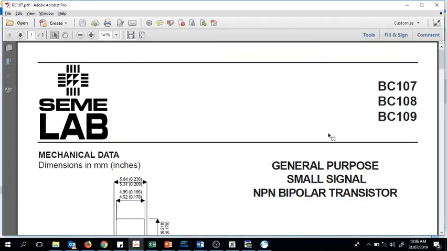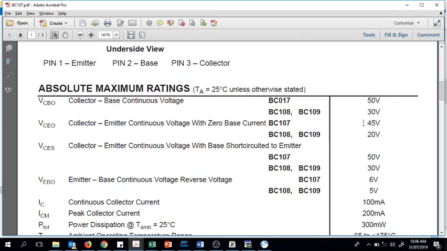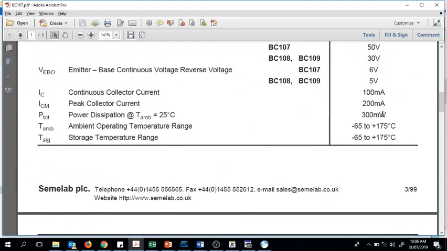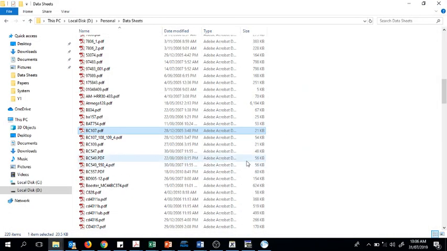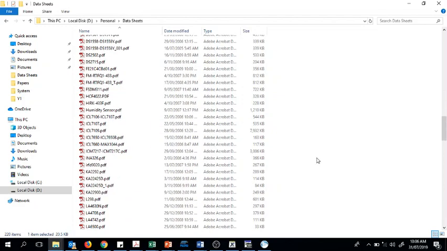Here is another data sheet of BC 107, 108. So all these values are consistent. As I said, 300 milliamperes is the collector current, and pulse current is 200 milliamperes, 300 milliwatts, and so on and so forth. I think that's it for today.